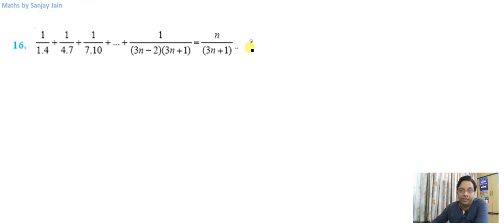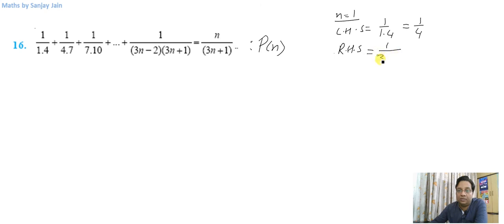So let it be my P of n for this question. For n equal to 1, the left hand side is equal to 1 upon 1 into 4, that is 1 upon 4. The right hand side is 1 upon 3 plus 1, that is 1 upon 4. So these are equal, hence P of 1 is true.